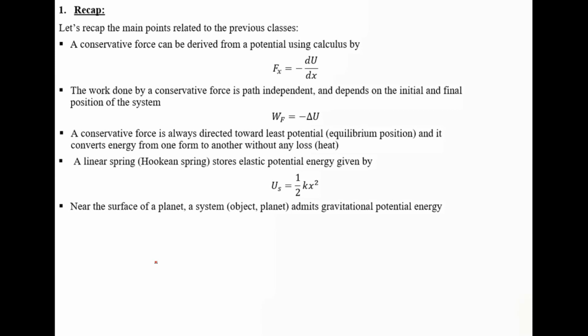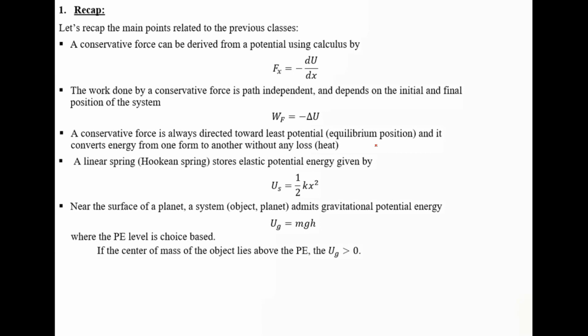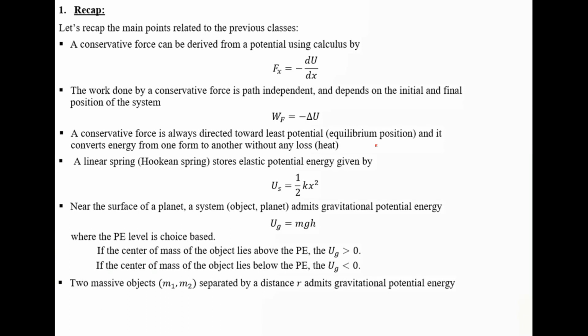Near the surface of a planet, a system consisting of an object and a planet admits gravitational potential energy given by mgh, where the PE level is choice-based. If the center of mass of the object lies above the PE level, this means that UG is positive. If it's below, it's negative. And if it's at the PE level, that would be 0.